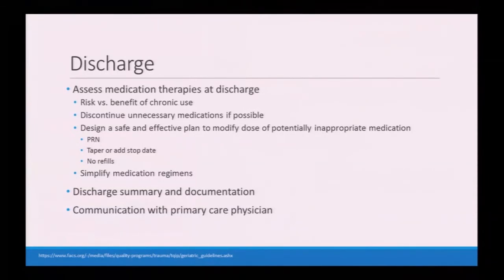And then simplifying medication regimens is always important. So especially in geriatric patients, medication regimens, the more you add on, the more complicated they can get. So looking at whether or not it needs to be taken once a day or twice a day, and choosing maybe an alternative medication that they only have to take once a day could be something to think about. Addressing discharge summary and documentation, making sure that the patient understands what they're being discharged on, that the instructions are very clear and appropriate for the patient, and then having that communication with the primary care physician, putting the documentation in the AVS can be very important for addressing high-risk medications at discharge.